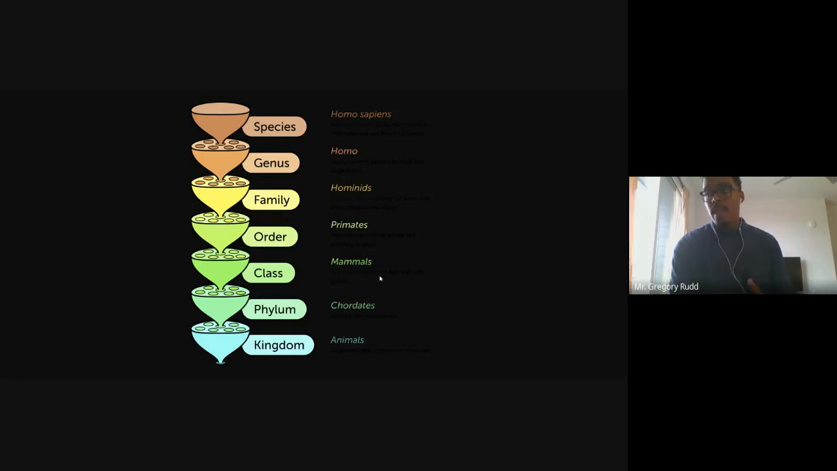A mammal has to have some type of body hair, and it has to have mammary glands that produce milk for their offspring. But a chordate just means any animal that has a backbone. So that's way more general than that. That could be a reptile, that could be an amphibian. A lot of types of fish have backbones. Of course, none of those are mammals though. So again, what we're doing is we're getting more specific as we move from one level to the next.